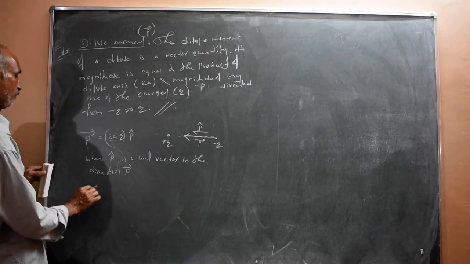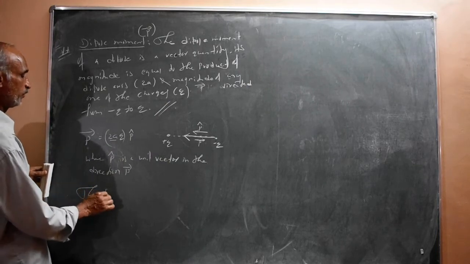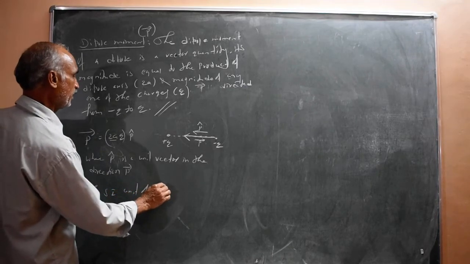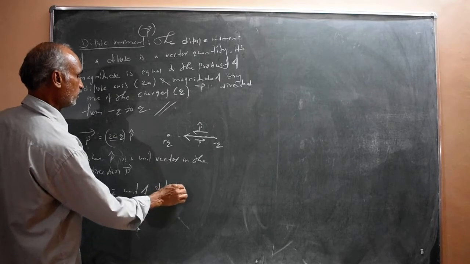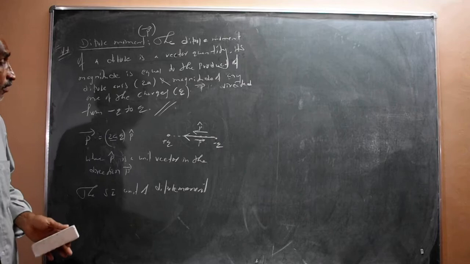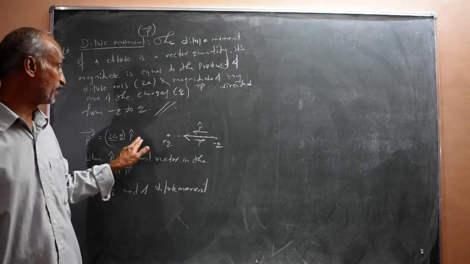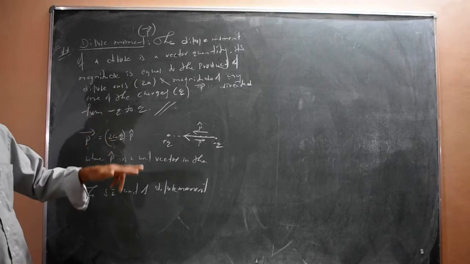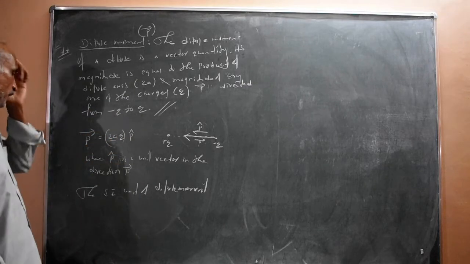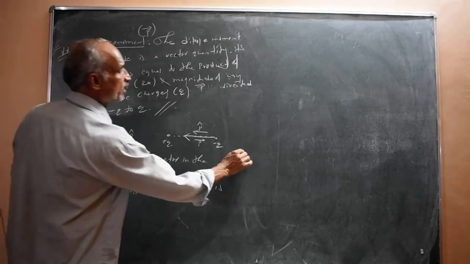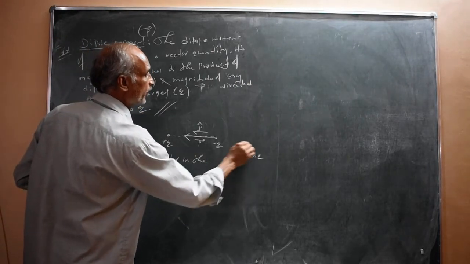The assignment of units to dipole moment: you know that a unit is decided on the basis of magnitude, not on the basis of direction. Unit is decided on the basis of the magnitude of that physical quantity. Therefore, assignment of the unit to dipole moment is for the magnitude p. Here p is equal to 2aq. Okay.